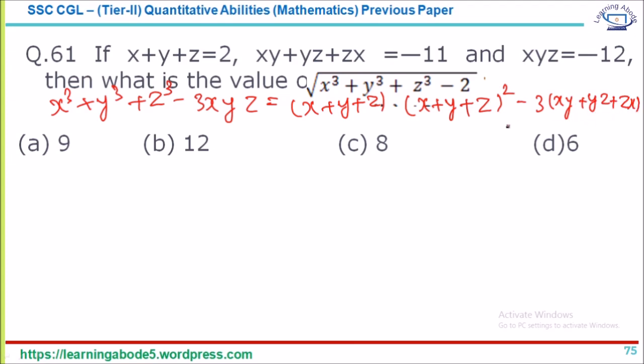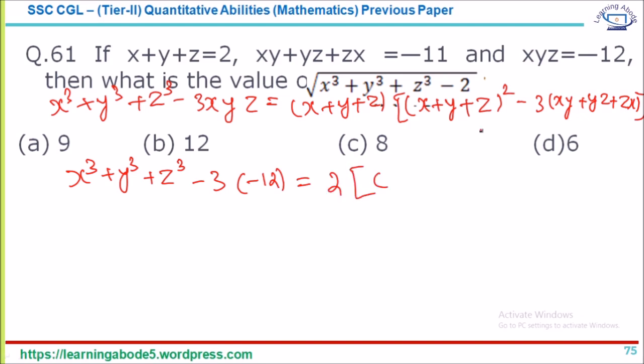Now this we can use. So we can write x cube plus y cube plus z cube minus 3 into, now xyz is given as minus 12, so that's minus 12, that's equal to x plus y plus z, which is 2, into x plus y plus z is 2 square minus 3 into minus 11.